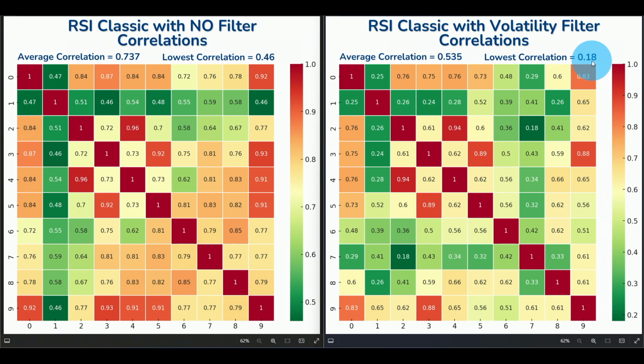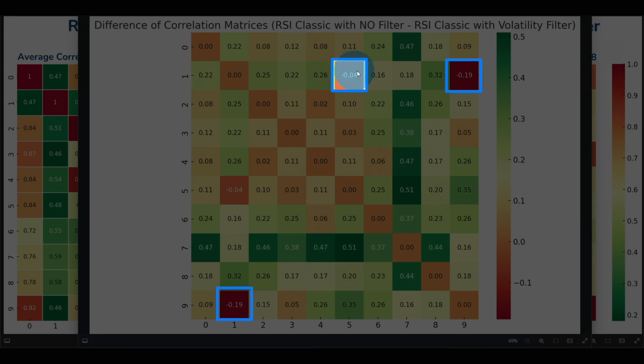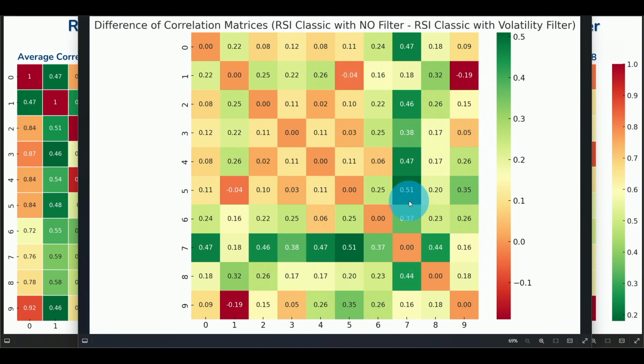So not only did we increase return to drawdown, we increased our win rate, we reduced the drawdown, we increased our average trade. We also reduced our correlation with the same filter. It's only a single filter. This is the difference between the two correlations. So only one strategy where it got a little bit worse. So strategy number 1 and strategy number 5 lost a little bit, increased its correlation a little bit. And strategy number 1 and strategy number 9 increased the correlation. All other correlations went down.